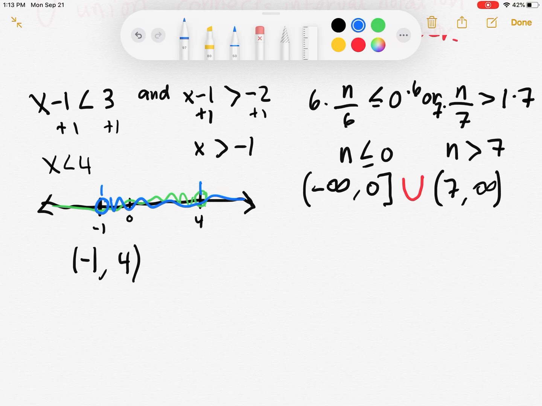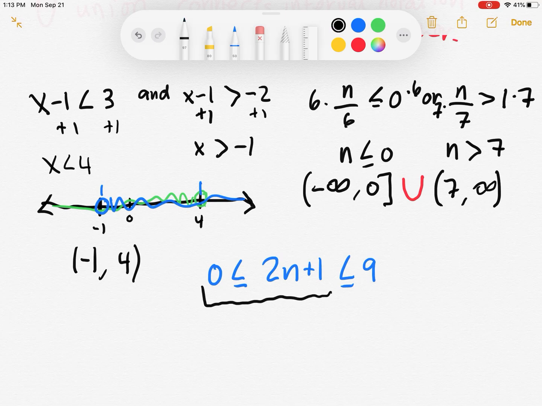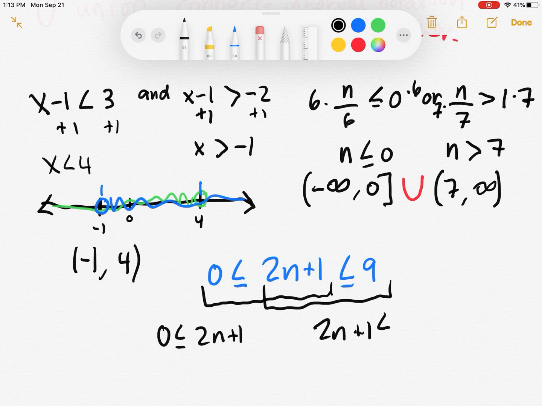Another thing you might see is a problem where it's something like this: 0 is less than or equal to 2n plus 1, which is less than or equal to 9. If you see something like this, you're welcome to go ahead and split it up. Consider one part, 0 is less than or equal to 2n plus 1, and consider the other part, 2n plus 1 is less than or equal to 9. We'll go ahead and solve this problem out pretty quick.